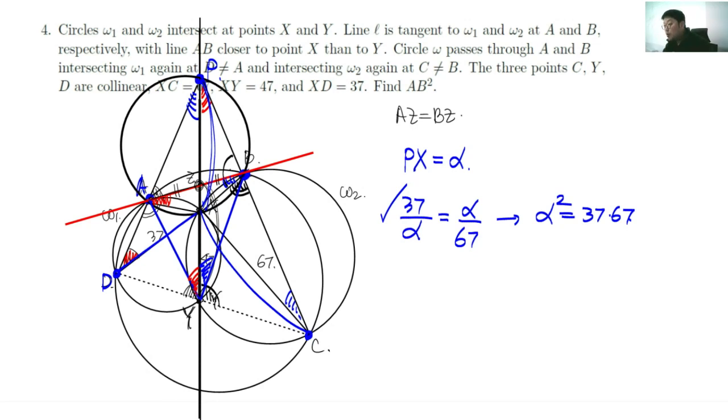Power of a point. Let's go on to power of a point. From the bigger circle. From this one, please. What is PX? PX is this much. Okay, so slowly. This triangle is similar to this one. We're using similarity. Since we're using that similarity, we can set alpha squared equals 37 times 67.